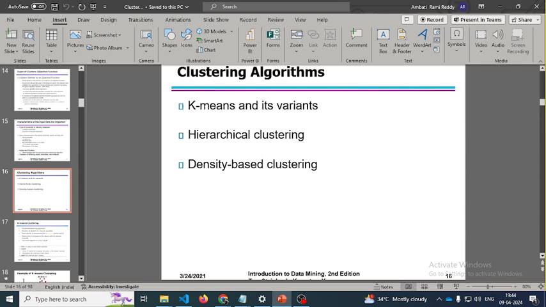Okay, you may have k-means plus plus also. Those are different variations. First we will see k-means and its variant algorithms. Then the next clustering algorithm will be hierarchical clustering, then density based clustering.